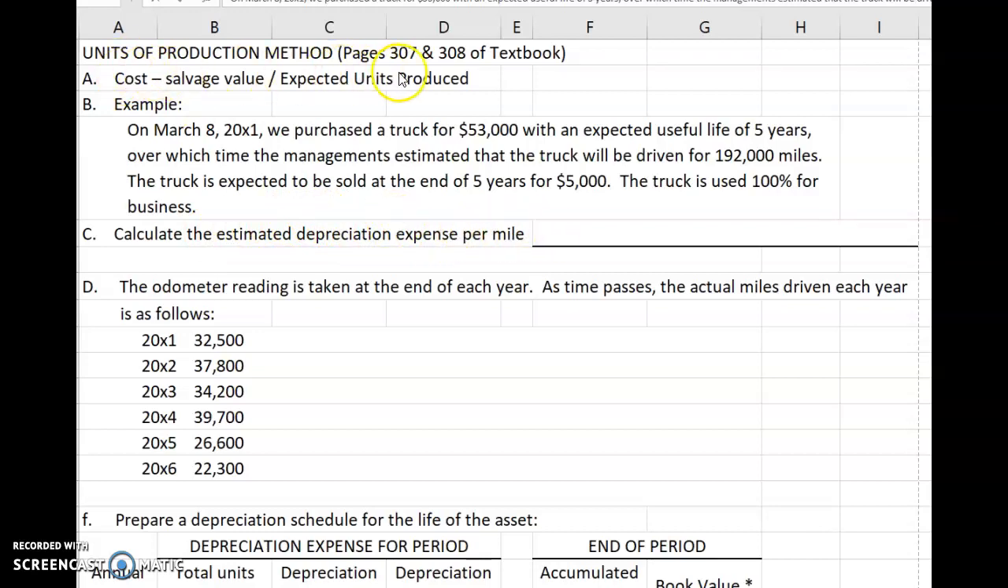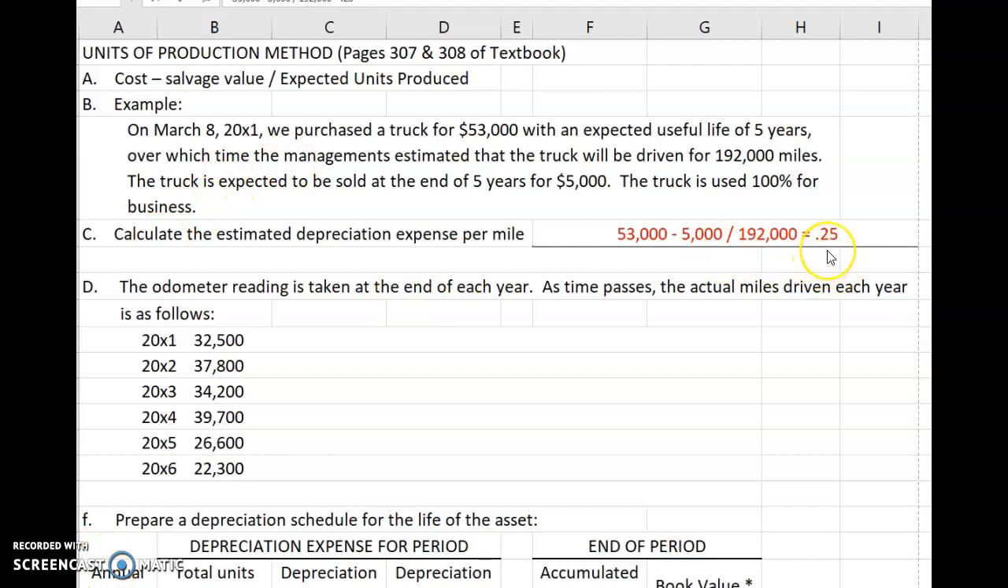We'll use this formula: cost minus salvage value divided by expected units produced, which would be, in this case, expected miles driven. Please do that calculation, then come back and see if your solution matches my solution.